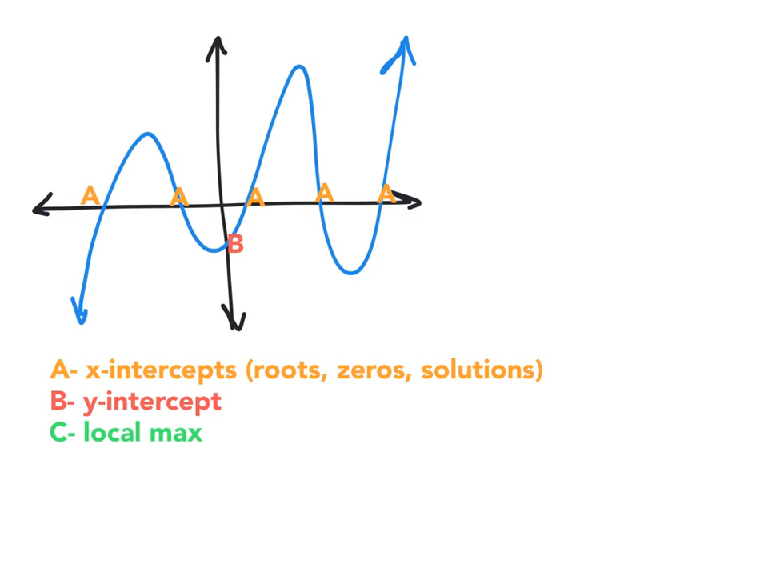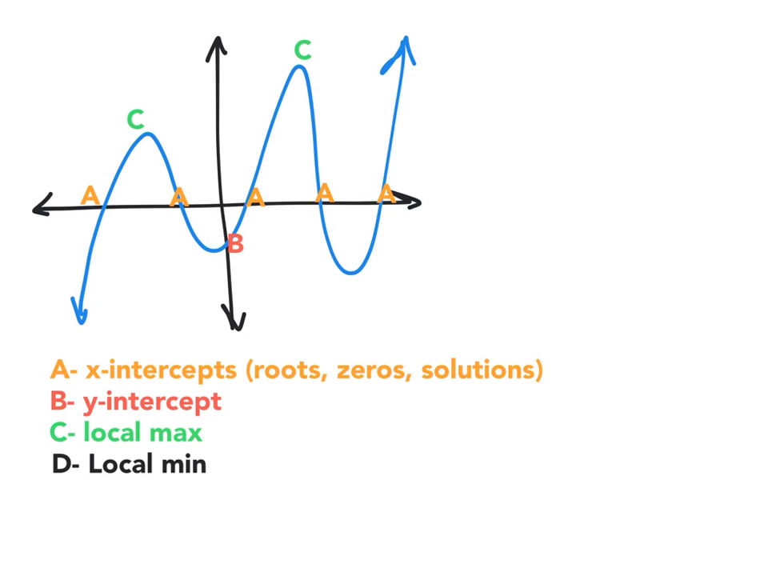Local maximums are the highest points in their little areas. To get a local max, a function has to go from being increasing to decreasing. So this function has two local maximums. This function does not have an absolute maximum because the graph continues growing.